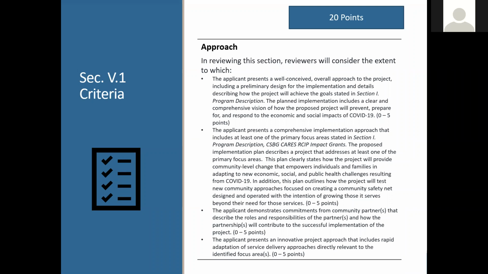Reviewers will also be looking at the extent to which the applicant demonstrates commitments from community partners that describe the roles and responsibilities of those partners and that they will contribute to the successful implementation of the proposed project. Lastly, for this section, reviewers will be considering the extent to which the applicant presents an innovative project approach, which includes rapid adaptation of service delivery approaches directly relevant to the identified focus areas which we just discussed.